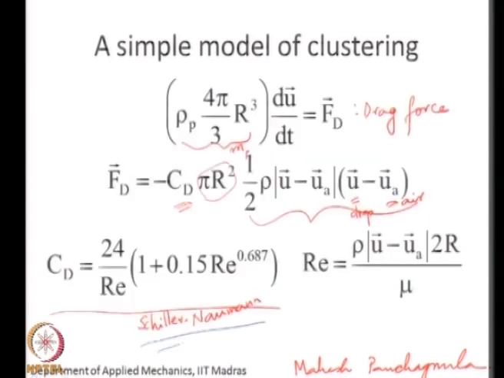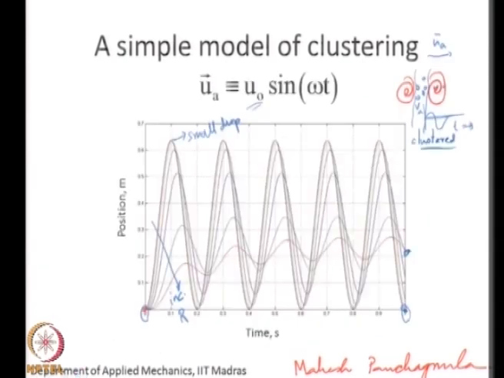So, this Schiller-Neumann drag law has a nonlinear dependence of Cd on Re, and this nonlinearity in the drag is responsible for this kind of variability or size dependence of the response characteristics of a drop to an oscillating flow.